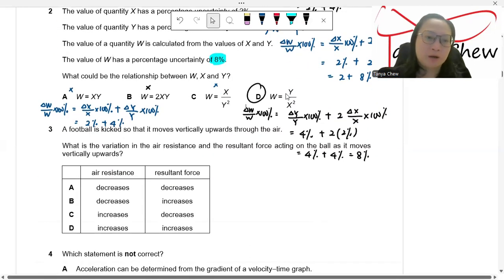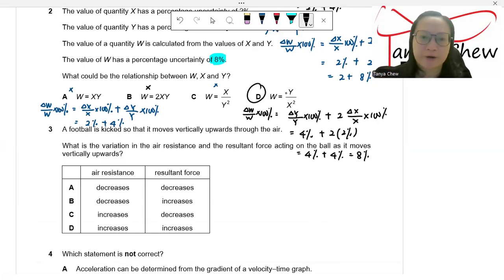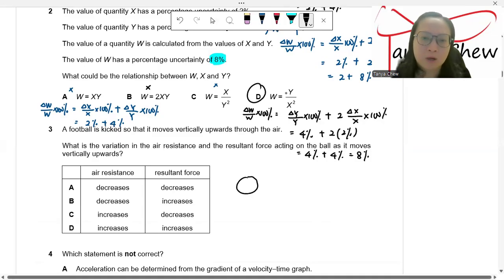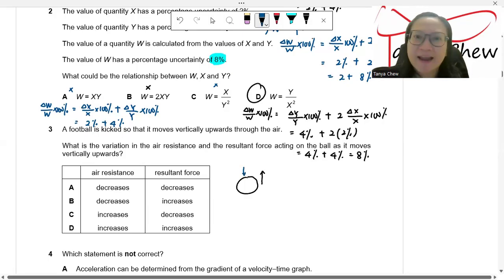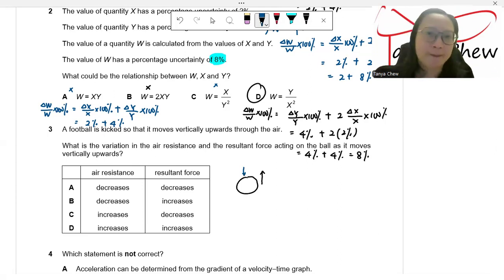Question number 3. A football is kicked so that it moves vertically upwards through the air. Okay, this is my football. So the football is kicked to move upwards, and there must be air resistance acting on the football. This is the direction of the football where it is being kicked up. Air resistance is acting downwards in this case because air resistance is a hindrance from the air particles acting in the opposite direction to the motion of the ball.